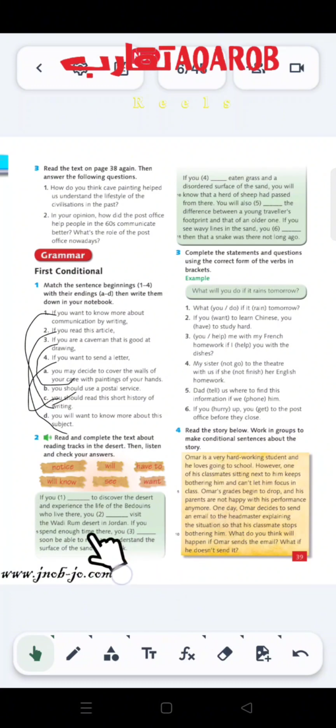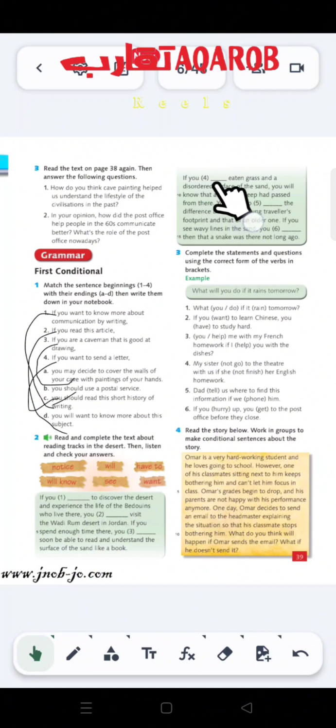Now, if you spend enough time there, you will soon be able to read and understand the surface of the sand like a book. So number 3, the answer will be will. If you spend enough time there, this is the if clause. We need the main clause. You will soon be able to read and understand the surface of the sand like a book.